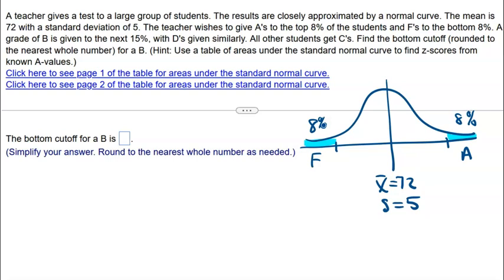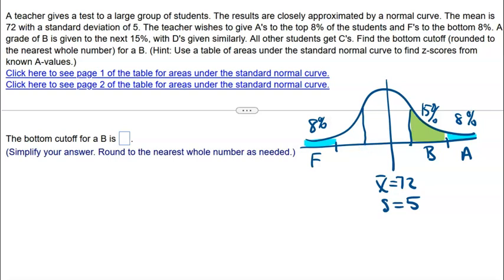A grade of B is given to the next 15%. Notice, next 15%. So these folks make B's. I'm going to shade that in a different color, like softer green. And that green area is 15%. I'm going to write it above there. That part's 15%. And she does the same thing with D's.